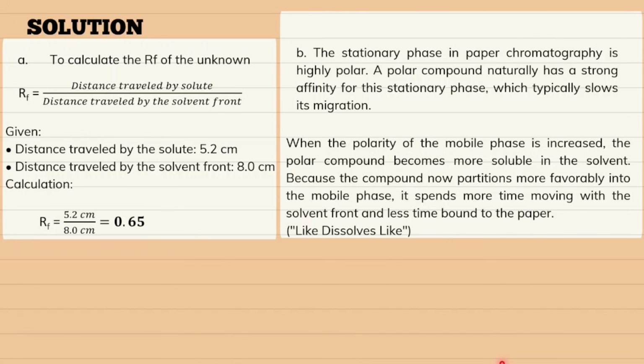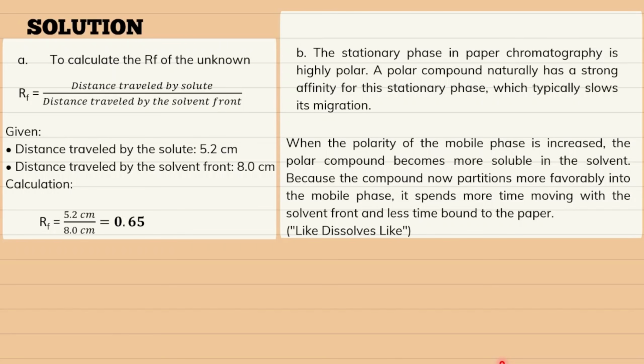But when the polarity of the mobile phase is increased, we're not talking about the stationary phase now, the mobile phase is increased, the polar compound becomes more soluble in the solvent. If the solubility in the solvent increases, it means that no matter how much that polar solute likes the polar paper, it now has an opportunity to move higher, because the compound now partitions favorably into the mobile phase, so it spends more time moving than sticking to the paper.